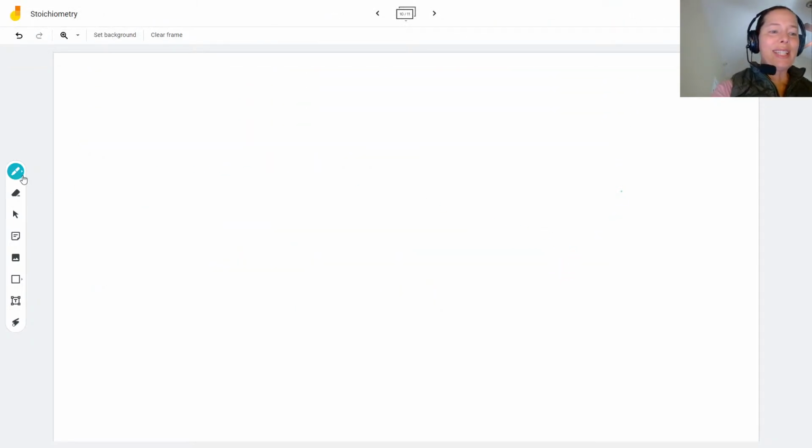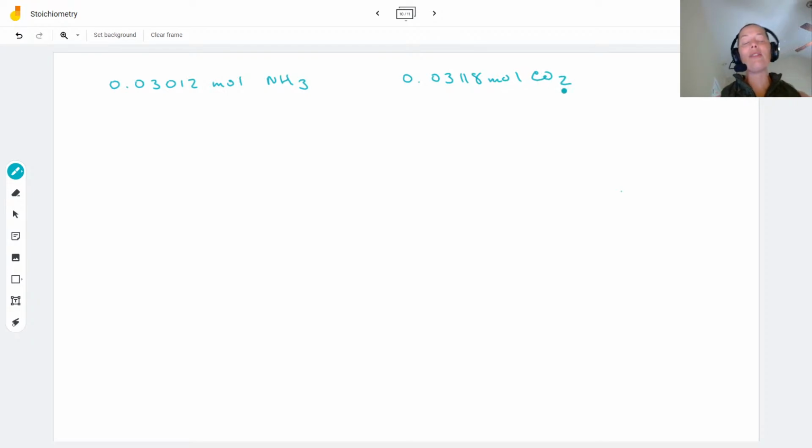Okay, so let me just condense this here. I have 0.03012 moles of ammonia, and I have 0.03118 moles of carbon dioxide. So now, just like we did in the first problem, we are going to run our test to figure out which one of these is going to run out first.